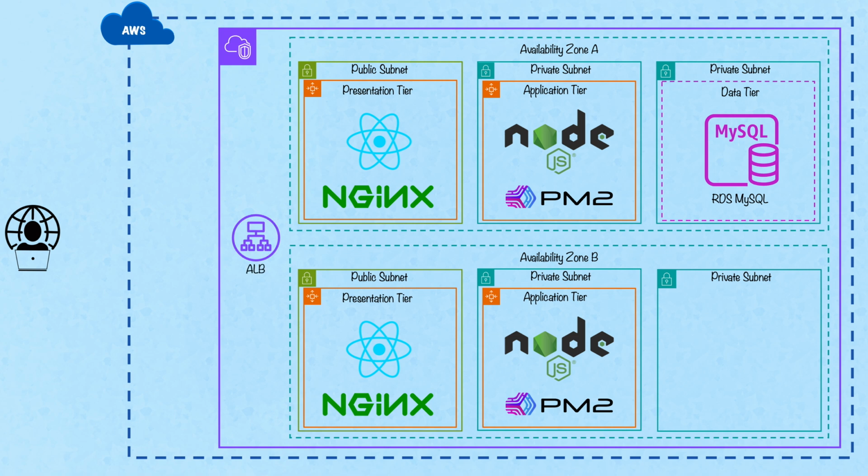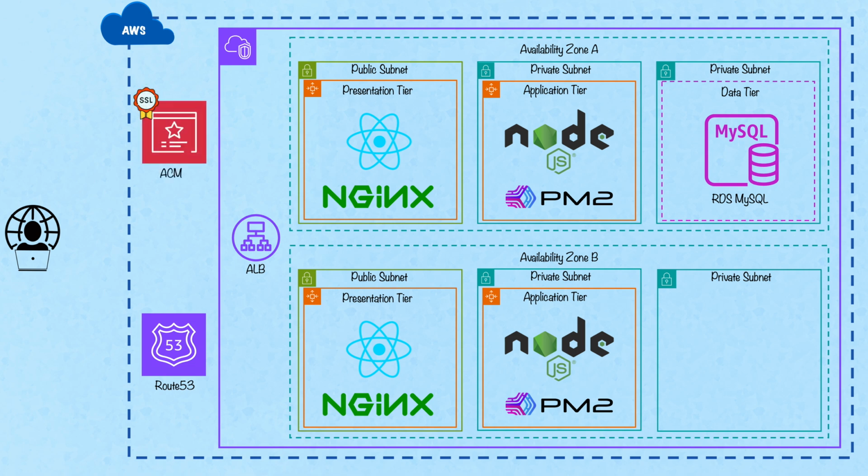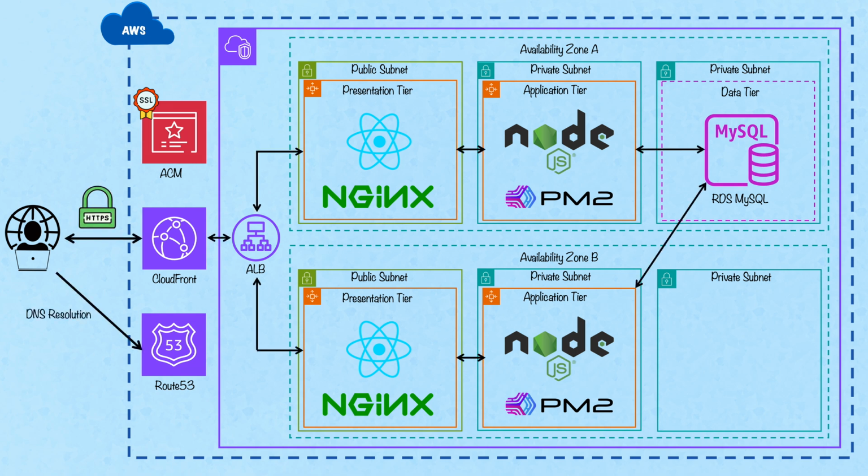To balance the load across the presentation tier instances, we'll implement an application load balancer within the VPC. We'll employ Route 53 to manage our domain's DNS records. An SSL certificate will be acquired from AWS Certificate Manager. Subsequently, this certificate will be integrated into CloudFront. Ultimately, the end users will access the application securely via HTTPS through the domain name.